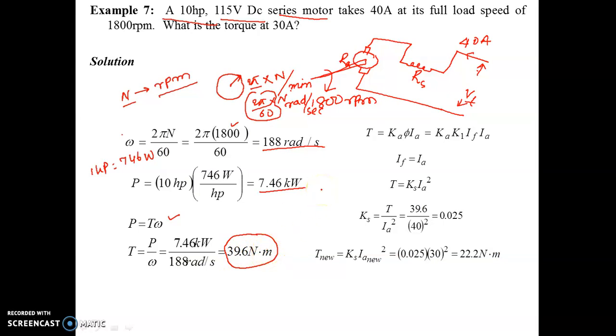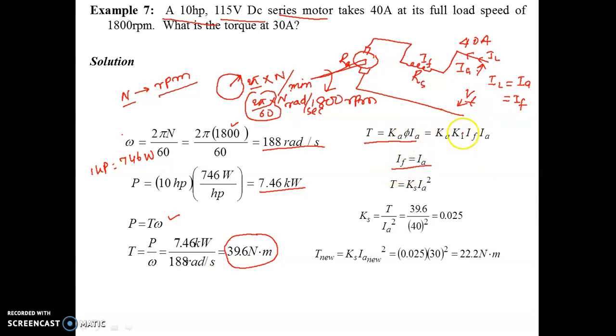Now coming to the main part of the problem. As we know, torque is proportional to phi into Ia, where Ka is the armature constant. For a series motor, the field flux is proportional to field current, and the field current and armature current are both the same. The current going here, and even the terminal current, the line current coming in, all are the same. Line current equals armature current equals field current for a series motor.